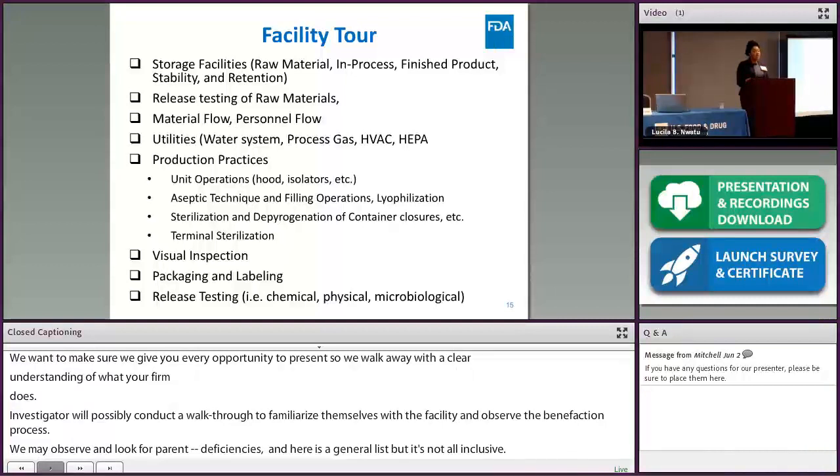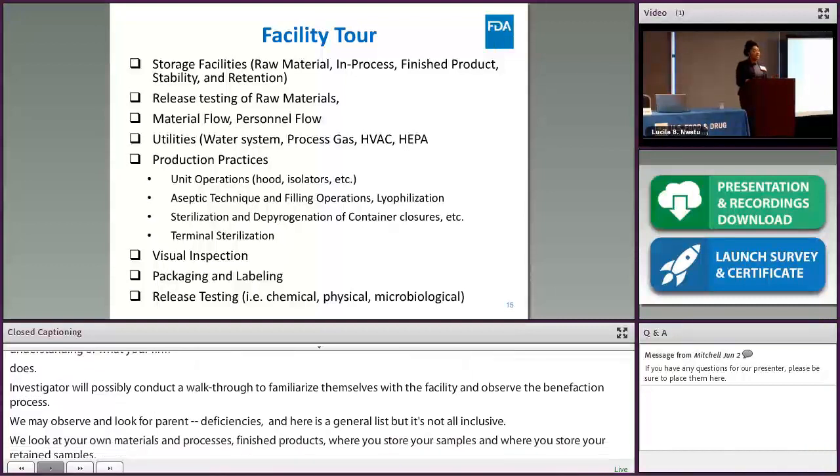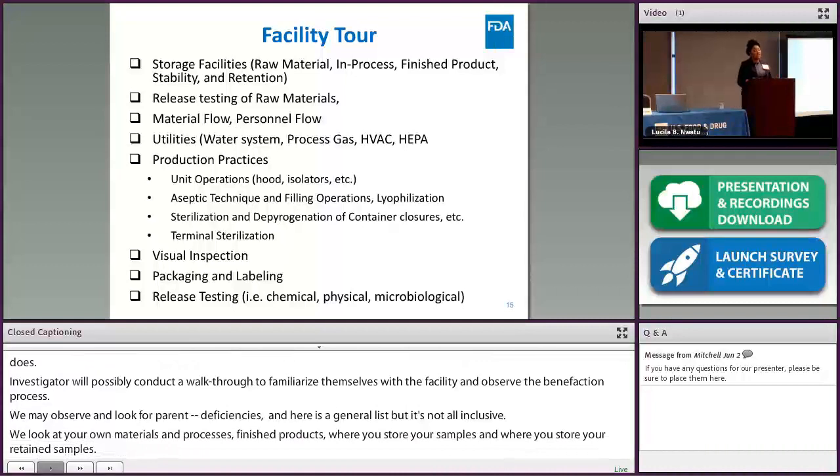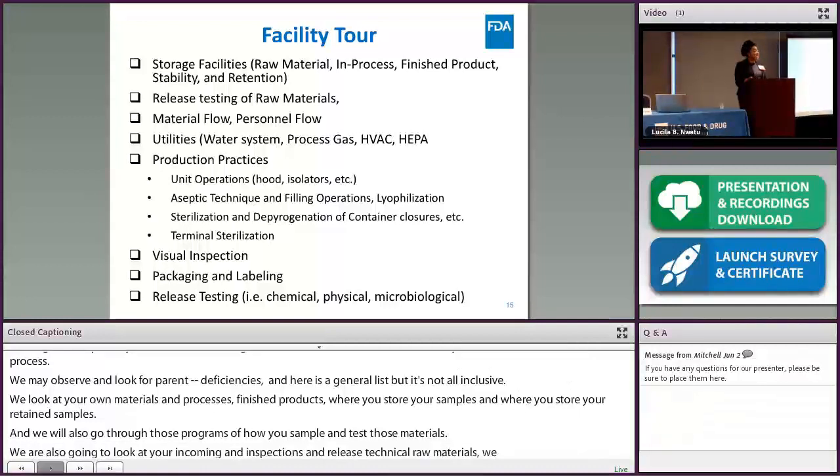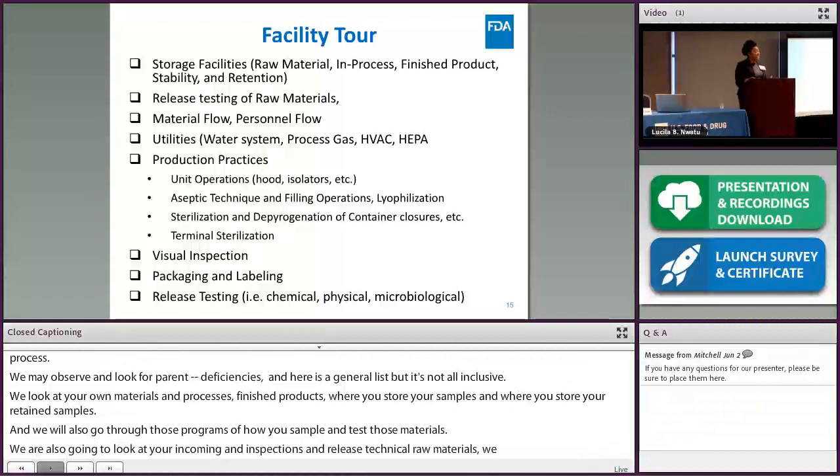So we're also going to look at your incoming inspection and release testing for raw materials. We'll look at your material flow and personnel flow throughout your manufacturing facility. We'll look at your utilities, so water system, your process gas, your HVAC system, and for sterile facilities, we'll look at the HEPA filters that you have.